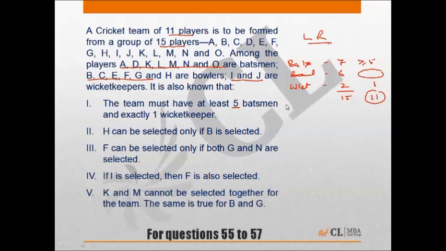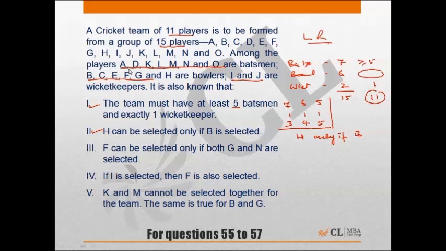Which means if you have 7 batsmen and 1 wicket keeper, you will have 3 bowlers; 6 batsmen, 1 wicket keeper, 4 bowlers; 5 batsmen, 1 wicket keeper, 5 bowlers. So these are the 3 possible cases. We will need to see if we need to make multiple cases or we can get the answer straight away. Statement 2 says H can be selected only if B is selected.